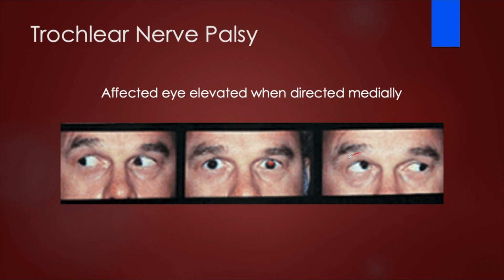When patients with trochlear nerve palsies attempt to adduct the eye on the side of the lesion, such as during an H test, the affected eye is elevated due to loss of depression from the superior oblique.